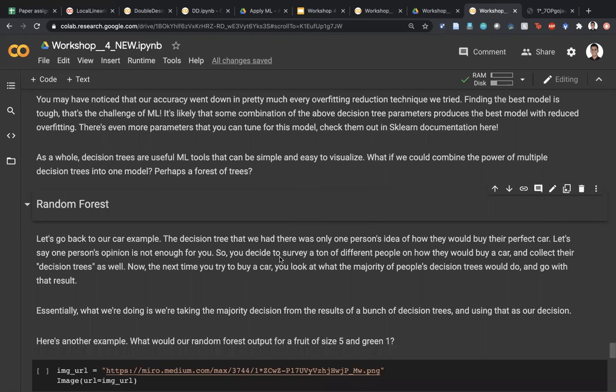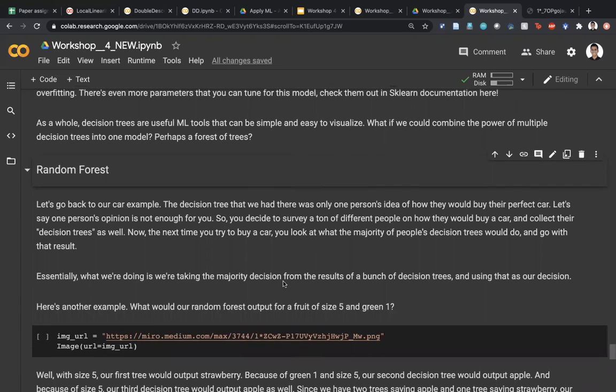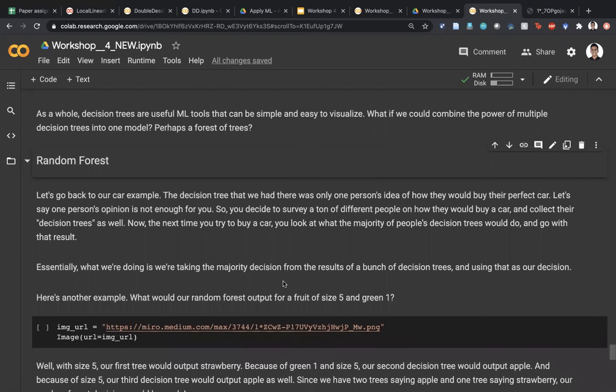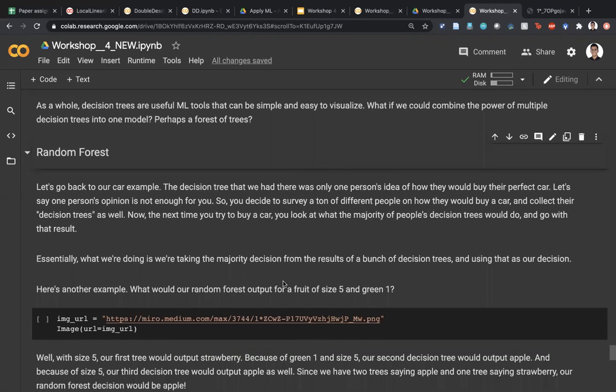So the idea is that over here, let's say you took a survey of a lot of different people on how they would buy a car, right? Maybe you ask your friend, maybe you ask your uncle, maybe you ask random people you meet on the street, whatever. If you ask a lot of different people about their opinions, you're probably going to get a better idea about what car is best for you.